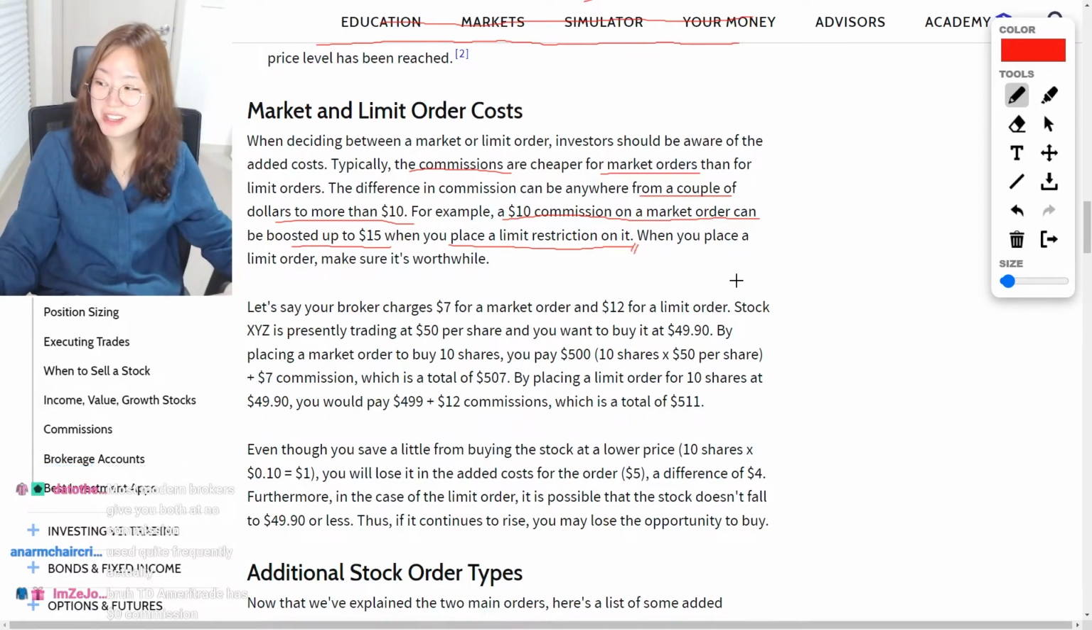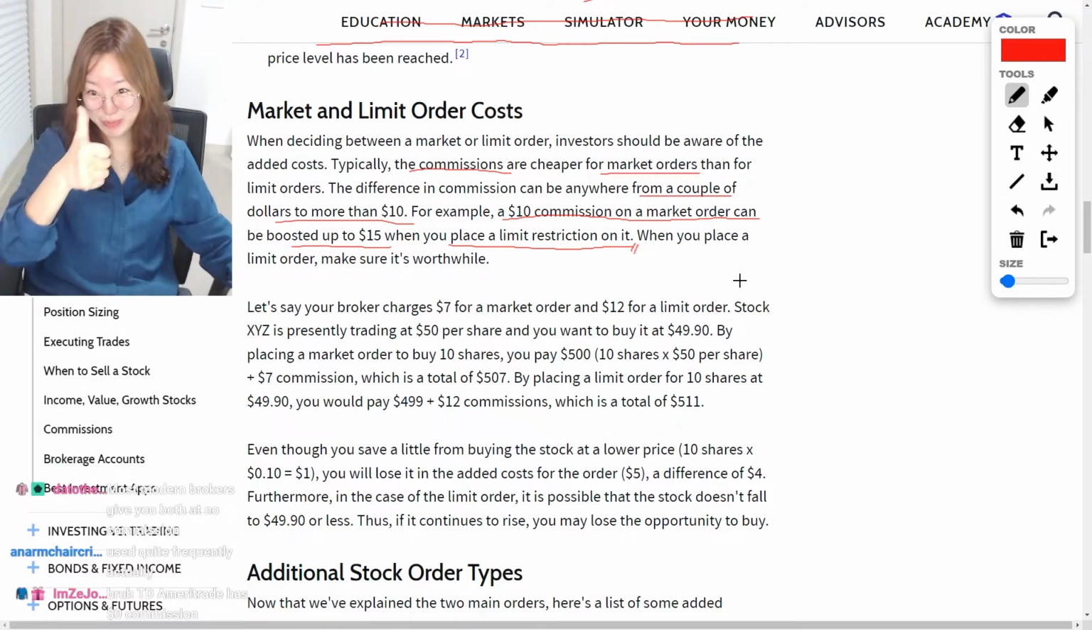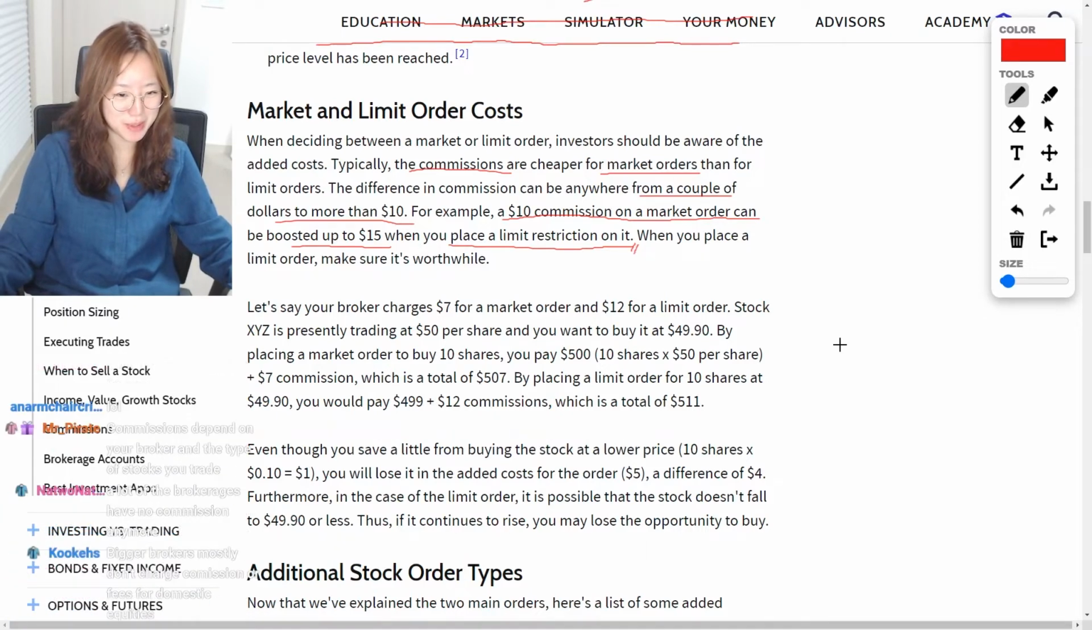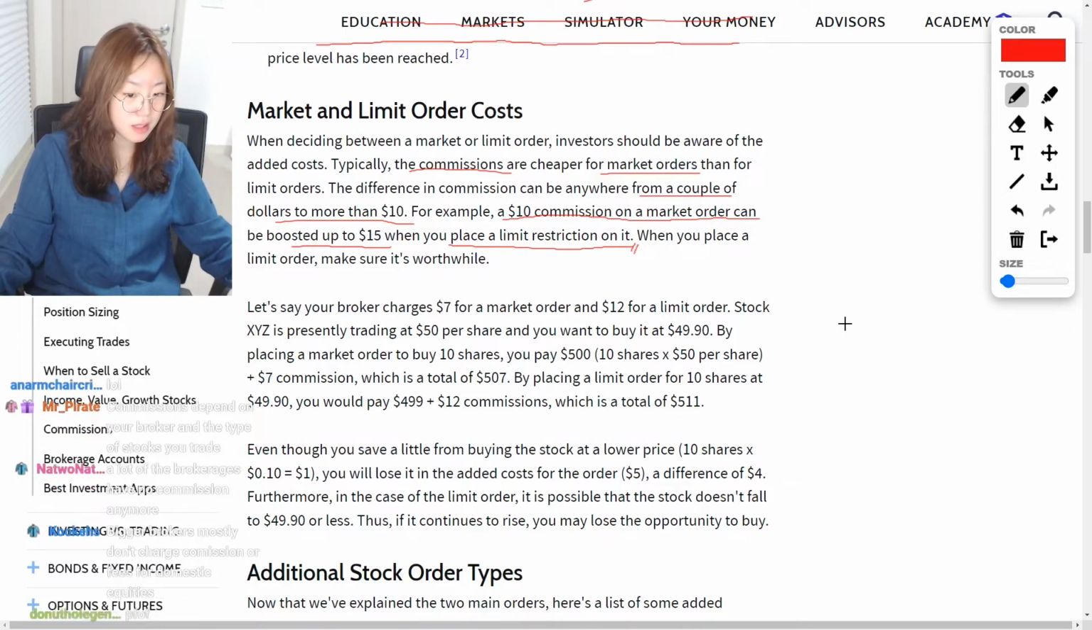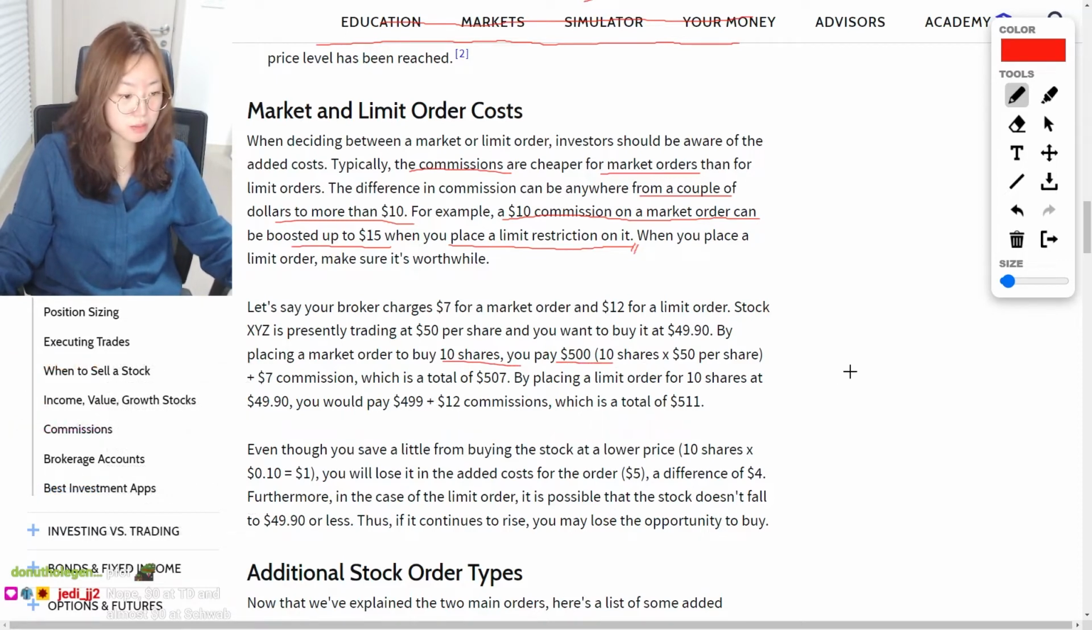TD Ameritrade has good. Let's say your broker charges $7 for a market order and $12 for a limit order. Stock XYZ is presently trading at $50 per share and you want to buy it at $49.90. Then they put a market order for 10 shares. You pay $50 per share plus $7 commission. Total of that.